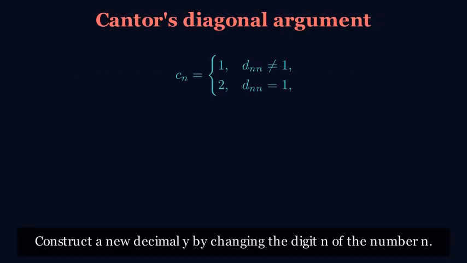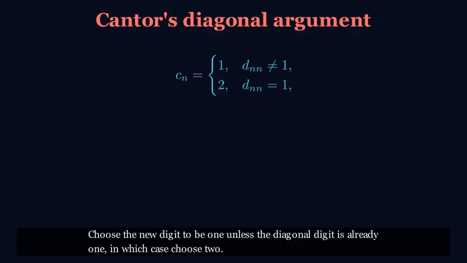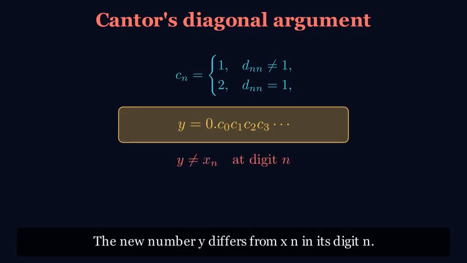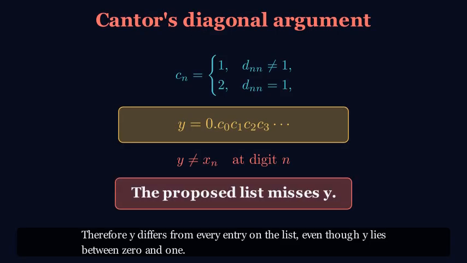Construct a new decimal y by changing the digit n of the number x_n. Choose the new digit to be 1 unless the diagonal digit is already 1, in which case choose 2. Using only digits 1 and 2 avoids the nuisance of two decimal expansions representing the same real number. The new number y differs from x_n in its digit n. Therefore y differs from every entry on the list, even though y lies between 0 and 1.